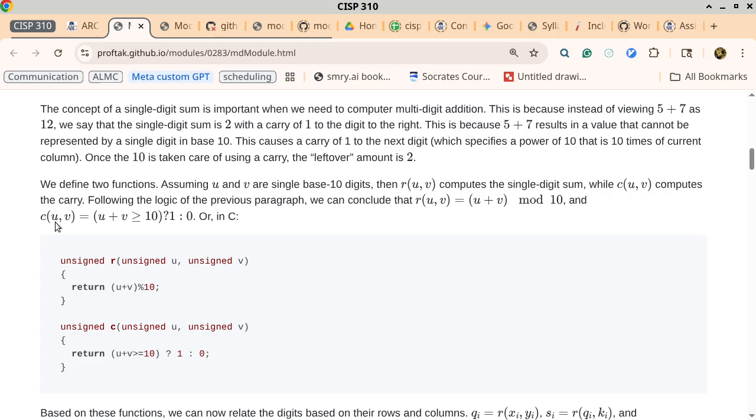U can only go from 0 to... parameter U, which is what the mouse pointer is pointing to, is a single digit in base 10. What is the range of value of U? 0 to 9. That is correct. And same thing with V. Those two constraints are actually important. What C is going to return is whether the addition of U and V ends up with a carry. It has an answer of 1 if there's a carry, and if it does not have a carry, it answers with a 0. Is that okay?